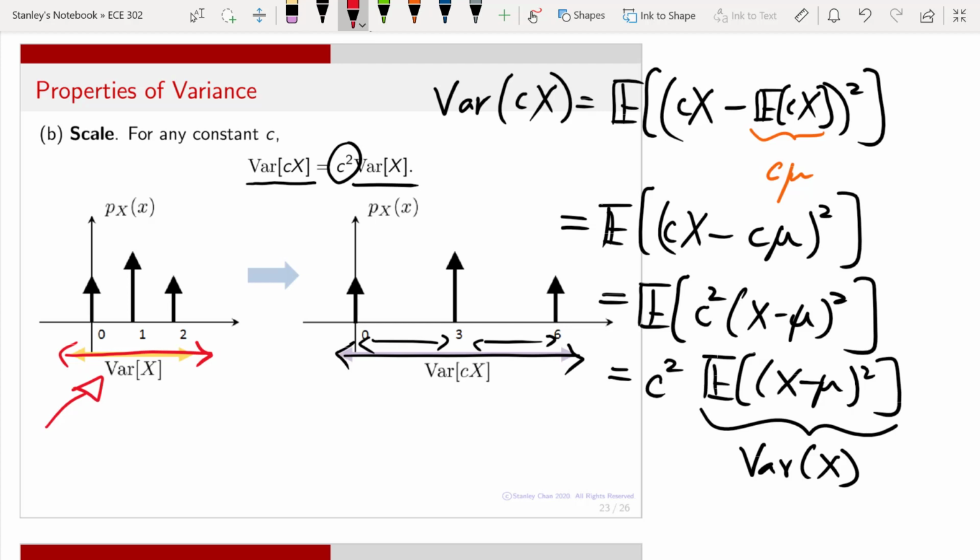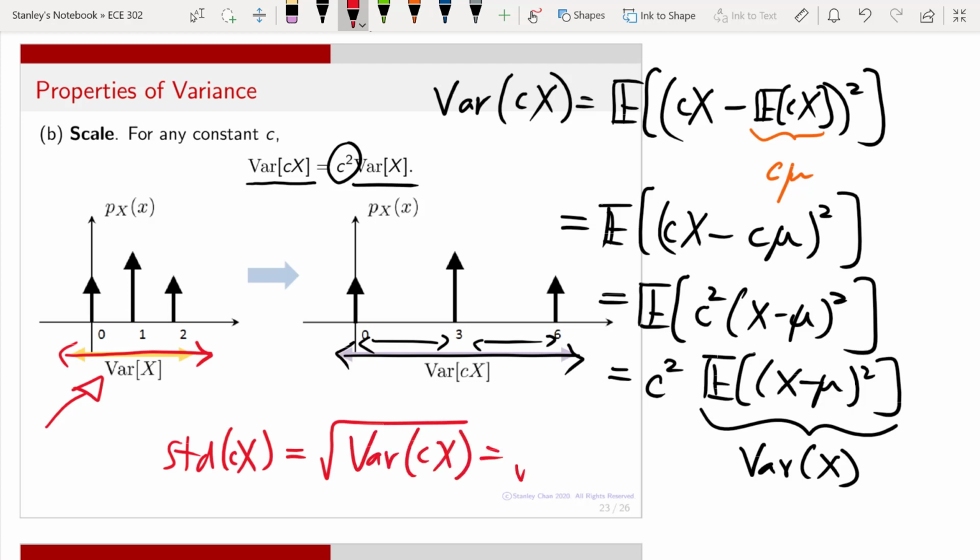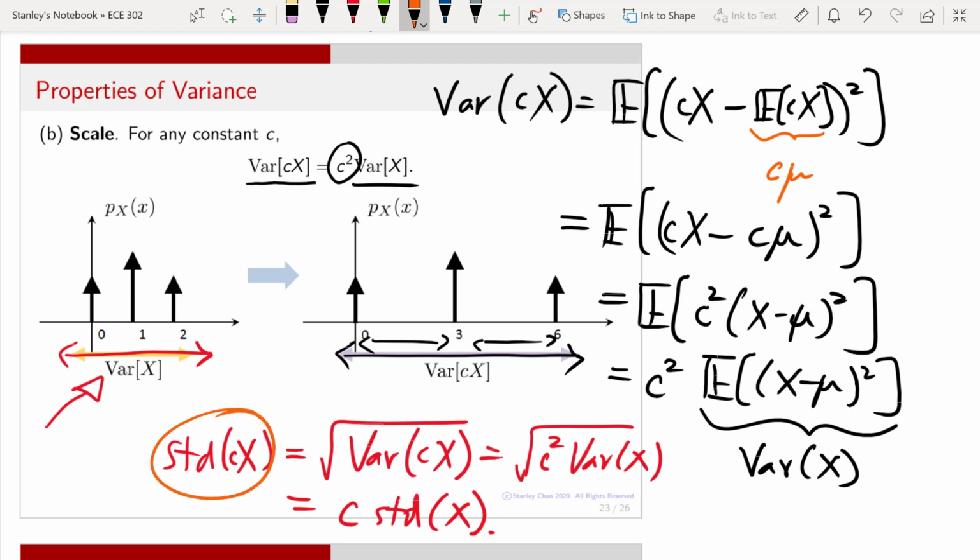We can also ask what will happen to the standard deviation. So the standard deviation of cX is the square root of variance of cX, which is the square root of c squared times variance of X. And so this will give you c times the standard deviation of X. Okay, so if you're trying to measure the standard deviation, then applying a constant to the random variable will just help you bring the constant out of the standard deviation without the square.